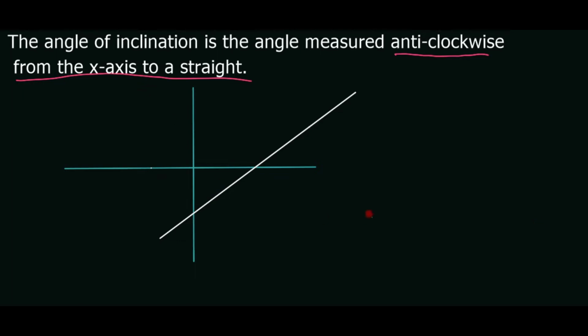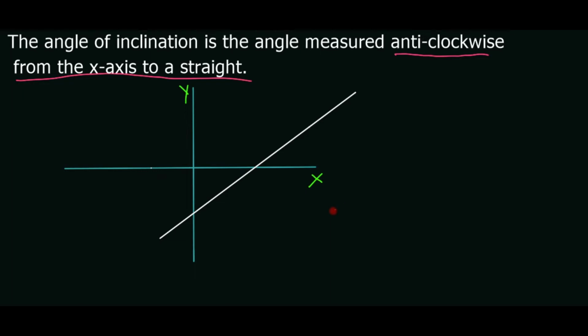You remember that if we have a Cartesian plane, we know that this is the y-axis and this is the x-axis. So if we have a straight line like this, we say this line has a positive gradient, and if we have a line this way, we say this line has a negative gradient. But now let's discuss the angle of inclination.